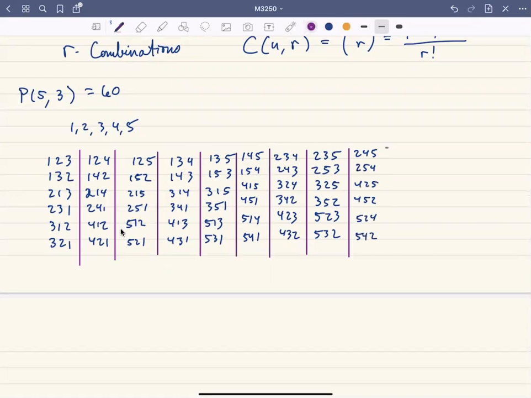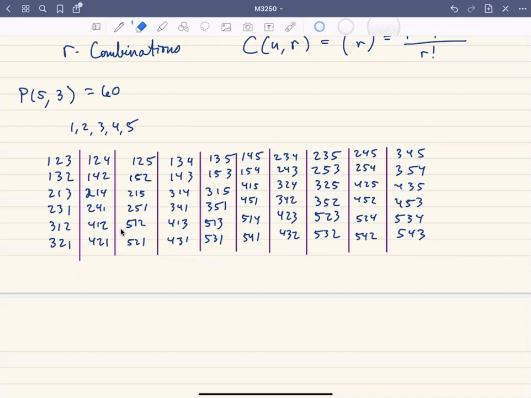Okay. Any more? Yeah, 3, 4, 5. That's the final one. 3, 4, 5, 3, 5, 4, 4, 3, 5, 4, 5, 3, 5, 3, 4, 5, 4, 3. Whew. Okay. So these are the number of arrangements that you can have.